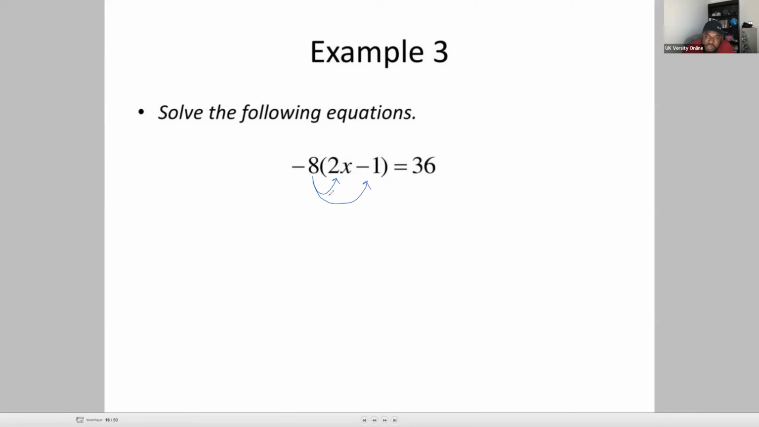So what is minus 8 times 2x? That gives you minus 16x. What is minus 8 times 1? That gives you plus 8. Don't forget, minus times minus gives you positive. So then equals 36. Apologies, in case you don't see that very well, you can see that one clearly. The same approach too: you take away 8 from both sides.